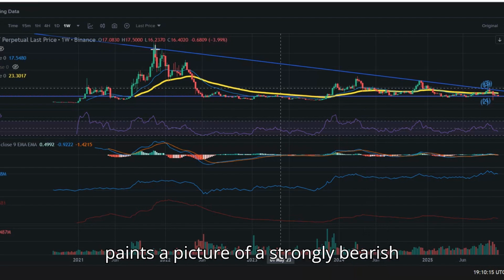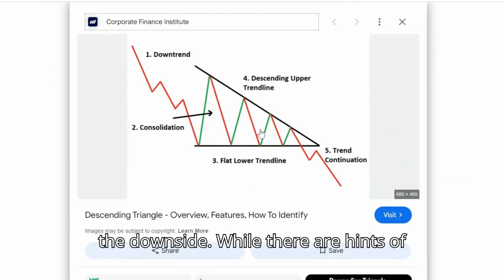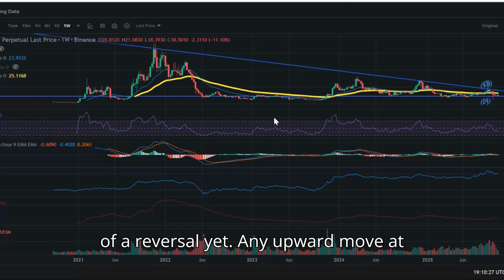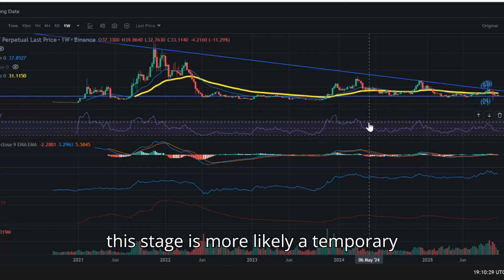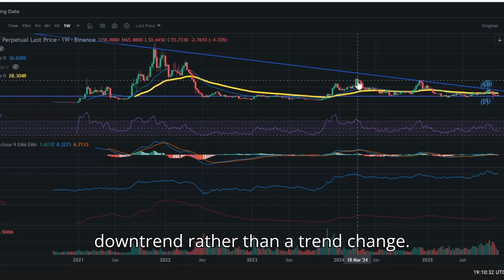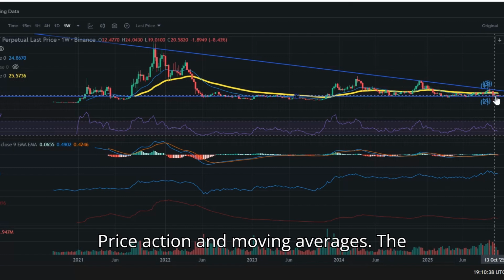The chart paints a picture of a strongly bearish short-term trend with momentum firmly to the downside. While there are hints of being oversold, there are no clear signs of a reversal yet. Any upward move at this stage is more likely a temporary bounce or consolidation within a larger downtrend rather than a trend change. Detailed technical indicator analysis. Price action and moving averages.